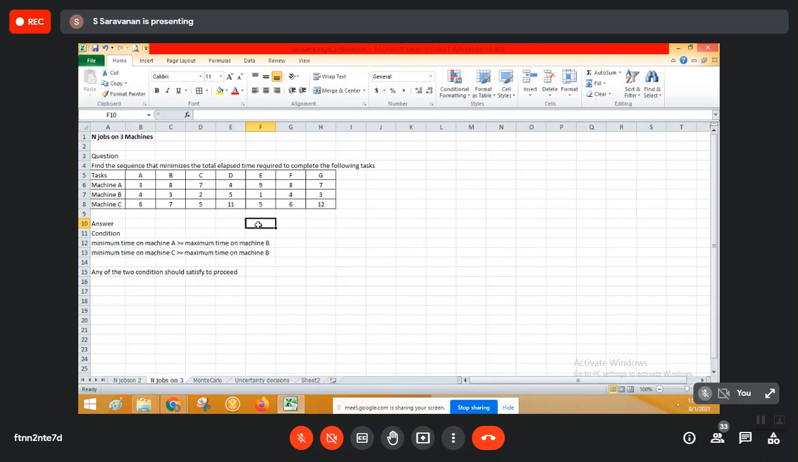When I explain this problem, kindly observe very keenly, and I will be very slow in this problem. I expect this kind of problem in your question paper: N jobs on 3 machines. Shall I start the problem?